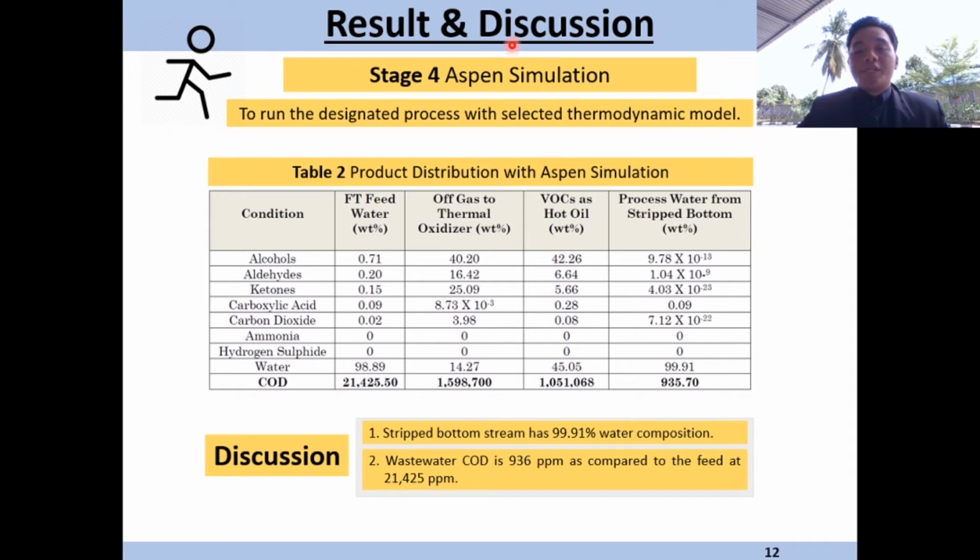So the Aspen simulation has been run based on the flow diagrams and the thermodynamic model. We can see in Table 2 the product distribution with Aspen simulation. We focus on the water production, and the feed is 98.89%. In the processed water, we can achieve 99.91%, which is an increment of almost 1% of the water composition at the bottom. And we can see the COD has decreased in the processed water from the feed to the bottom, at less than 1000 ppm.